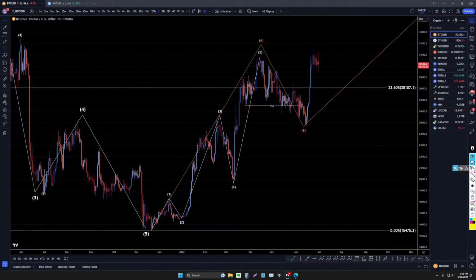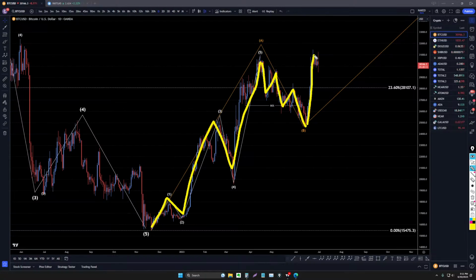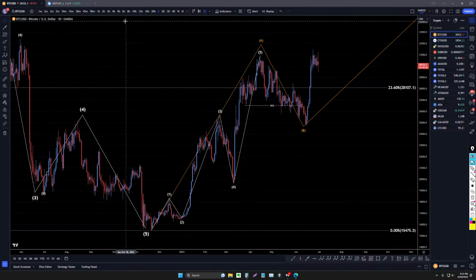Nice 1, 2, 3, 4, 5 waves up. This is kind of like an A, B, C, D, E or something like that, or a W, X, Y or something. Either way, it's definitely a correction. You can definitely see that. Nice impulsive move up. Probably going to be corrective down, and then back up she goes. So we'll see.